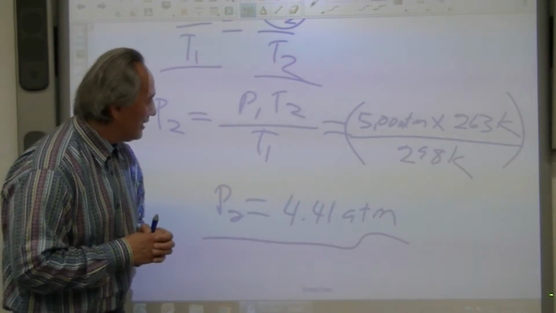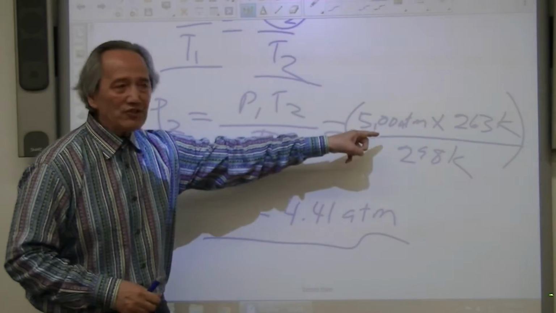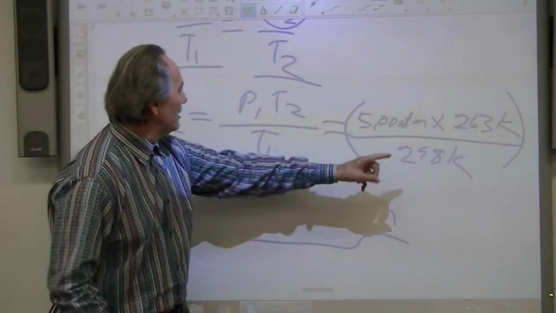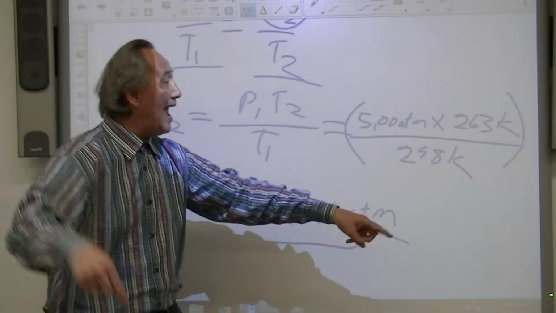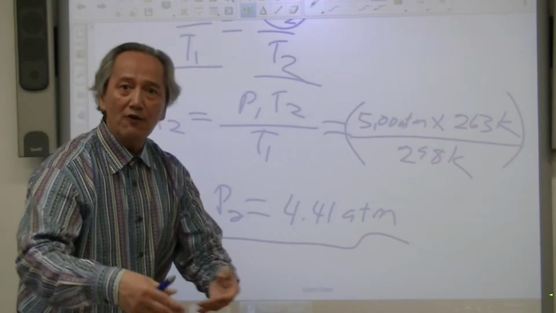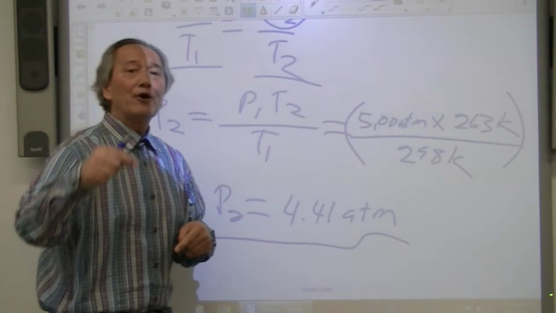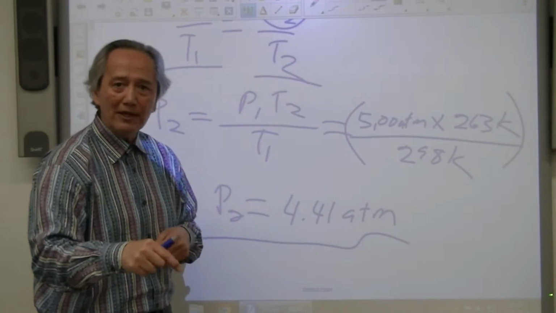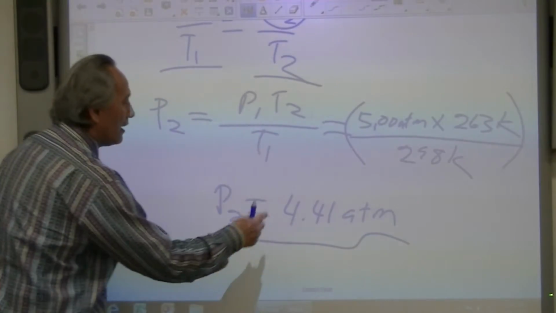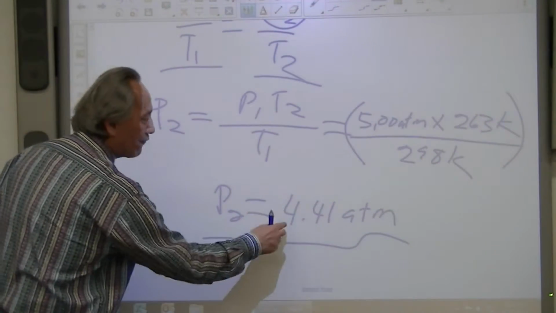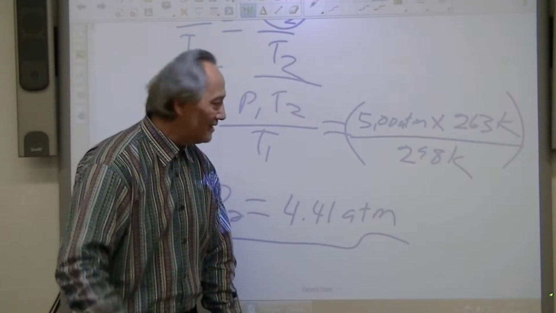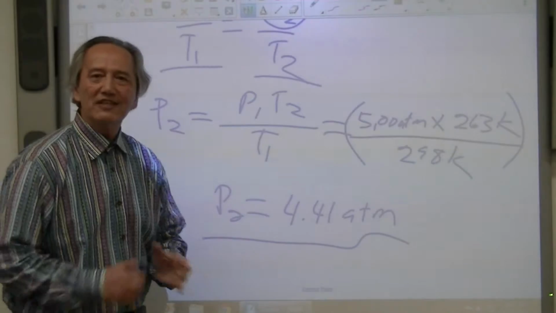Well, let's look at the temperature first. The original temperature was, in fact, 298. It went down to 263. So what does it tell me about my pressure that we're solving for, P2? My pressure must also go down, similarly, a direct relationship to what happened to temperature, which went down. Our new pressure was in fact 4.41 atm. Did it go down from the original 5.0? Yes, it did. We have solved utilizing Gay-Lussac's law.